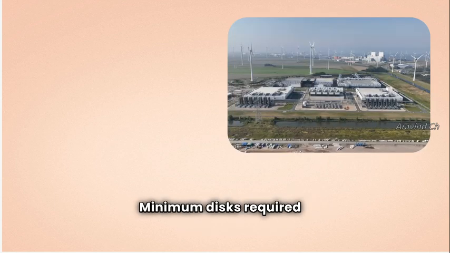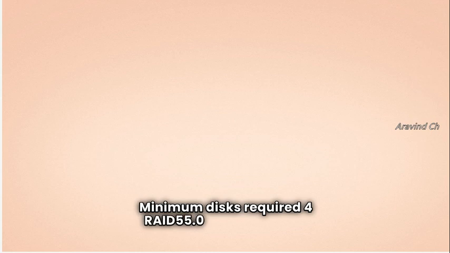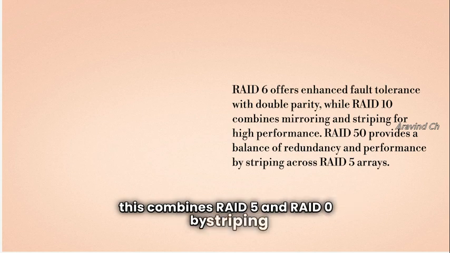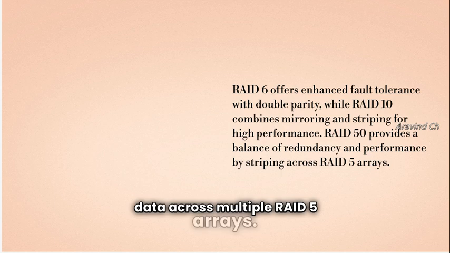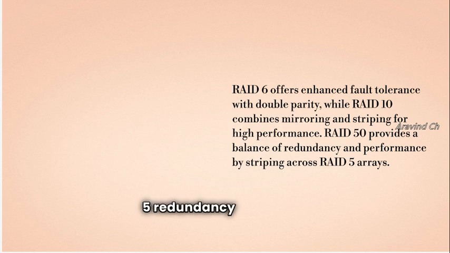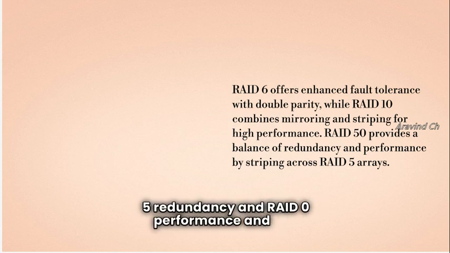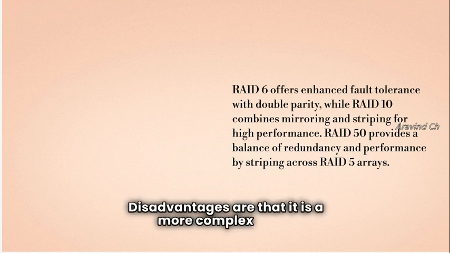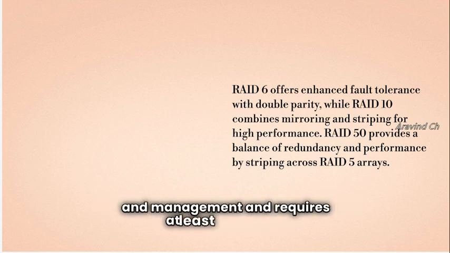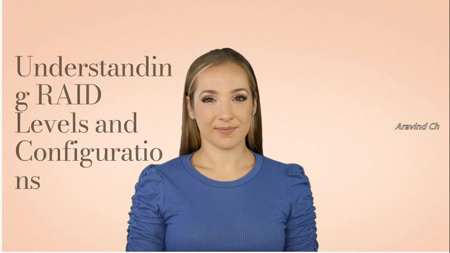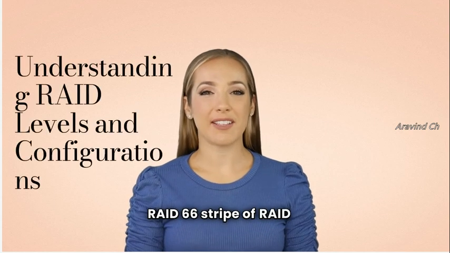Minimum disks required: 4. RAID 50, 5+0, stripe of RAID 5. This combines RAID 5 and RAID 0 by striping data across multiple RAID 5 arrays. Advantages include providing the benefits of both RAID 5, redundancy, and RAID 0, performance, and can tolerate 1 drive failure per RAID 5 array. Disadvantages are that it is a more complex setup and management and requires at least 6 drives, 2 RAID 5 arrays of 3 or more drives each.